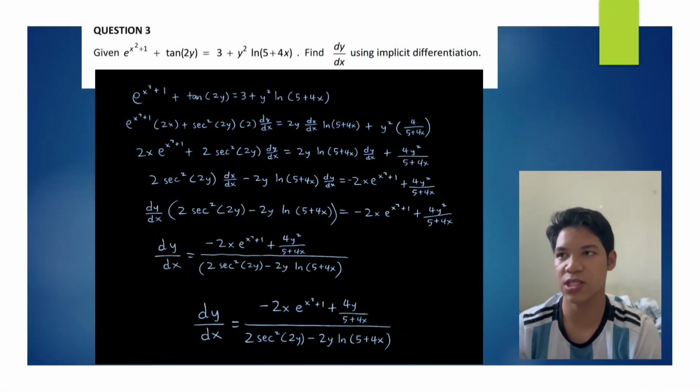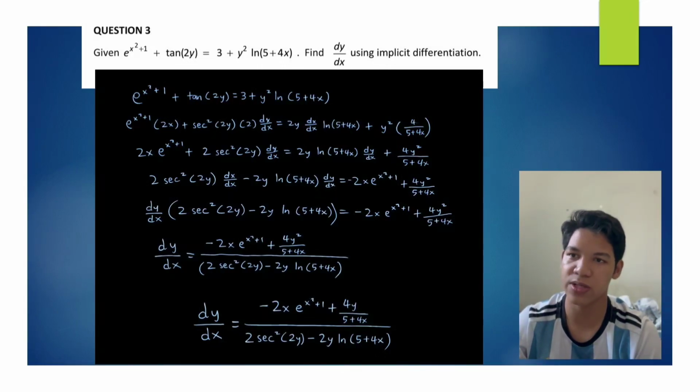Let's move on to question 3, which is given e to the power of (x squared plus 1) plus tangent 2y equals 3 plus y squared multiplied by ln (5 plus 4x). Find dy/dx using implicit differentiation. First, what we need to do is differentiate all the expression, and we will get e power (x squared plus 1) multiplied by 2x plus secant squared 2y multiplied by 2 dy/dx equals 2y dy/dx multiplied by ln (5 plus 4x) plus y squared multiplied by 4 over (5 plus 4x).